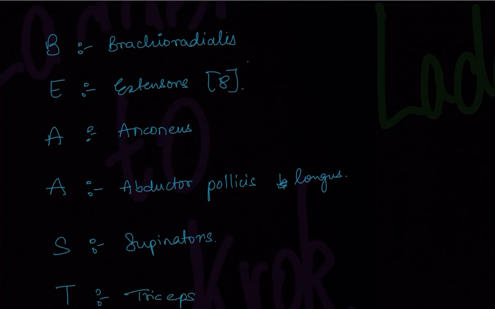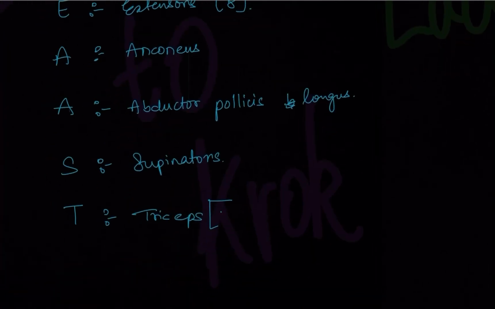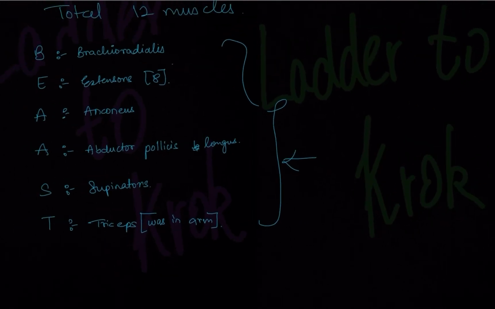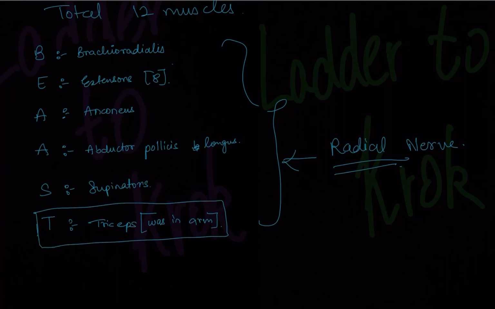And T stands for triceps. Now this triceps was in the arm. Remember, it was in the extensor compartment of the arm. Now why have I written this? If anybody asks you to tell the muscles which are innervated by the radial nerve, it will be BEAST, you have to remember. Innervated by only one nerve, that is radial nerve. That's why I've written triceps also over here, because it is also innervated by the radial nerve. But remember that these are the actual muscles, okay?